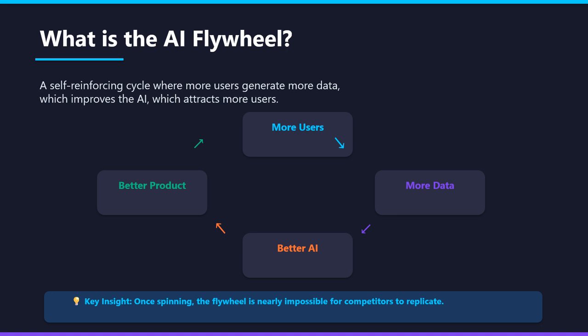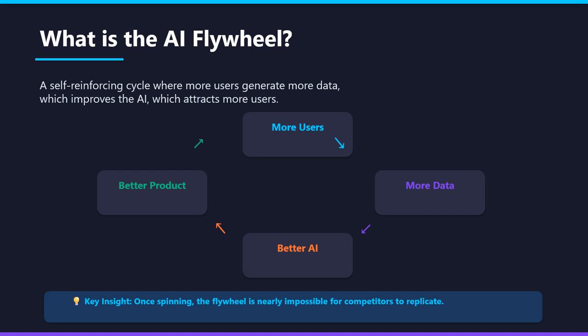Think about it like a physical flywheel, a heavy wheel that's hard to start spinning. The first few pushes take enormous effort, right? But once it's moving, momentum takes over. Each push adds to the existing momentum, and eventually it's spinning so fast that no competitor can catch up because they would need to start from zero, right?